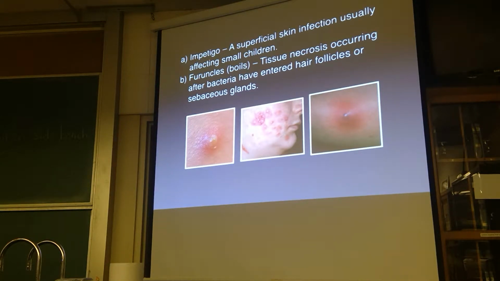Furuncles occur when Staphylococcus gets down into hair follicles, or they get down into sebaceous glands. Again, they are pyogenic, so there's pus associated with it. That's dead bacteria and phagocytic white blood cells, and you see this collection of pus. It's just below the surface of the skin.